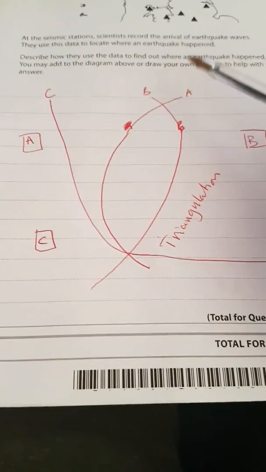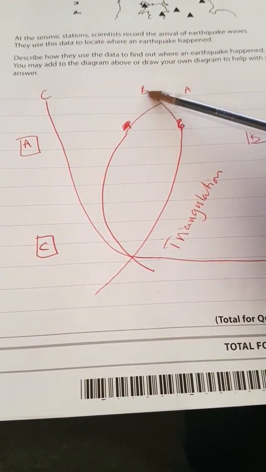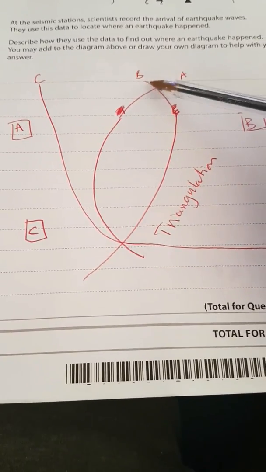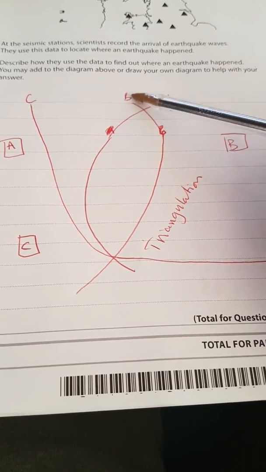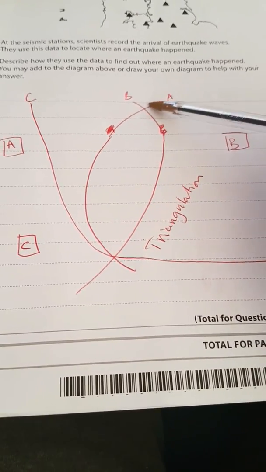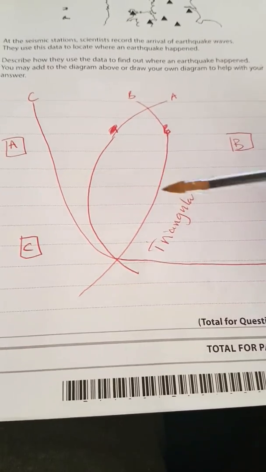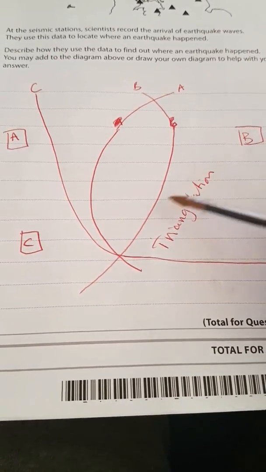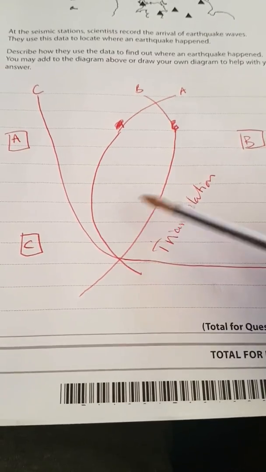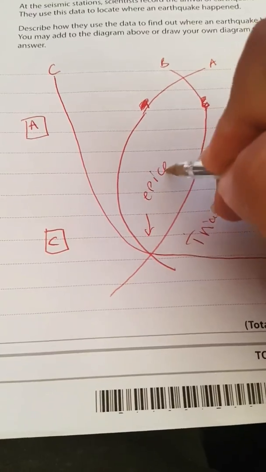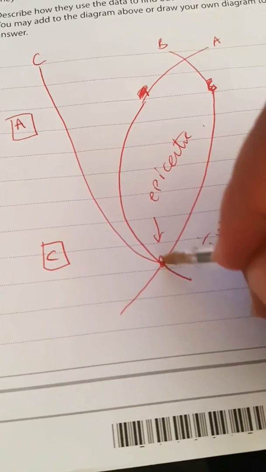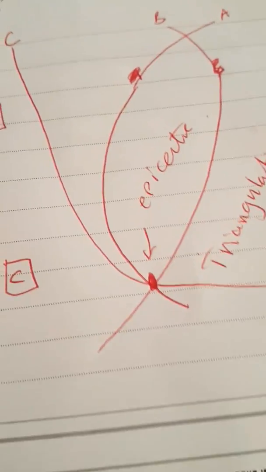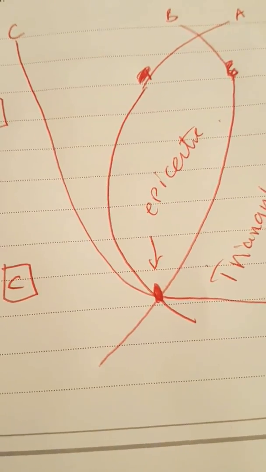So I hope that makes sense. Seismic station A, B, and C all draw seismographs which lay out where it could have possibly happened. The best way to do this is by triangulation, where all the points meet. This is called the epicenter. This is where the earthquake actually occurred, where all 3 points meet. And that is basically your 6-mark answer.